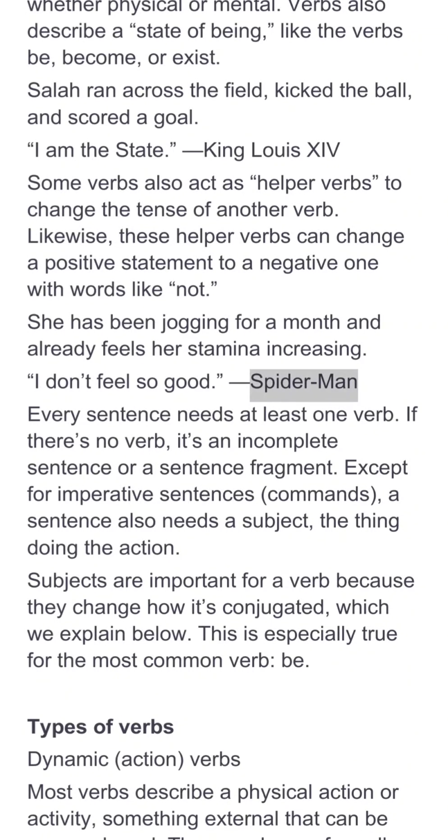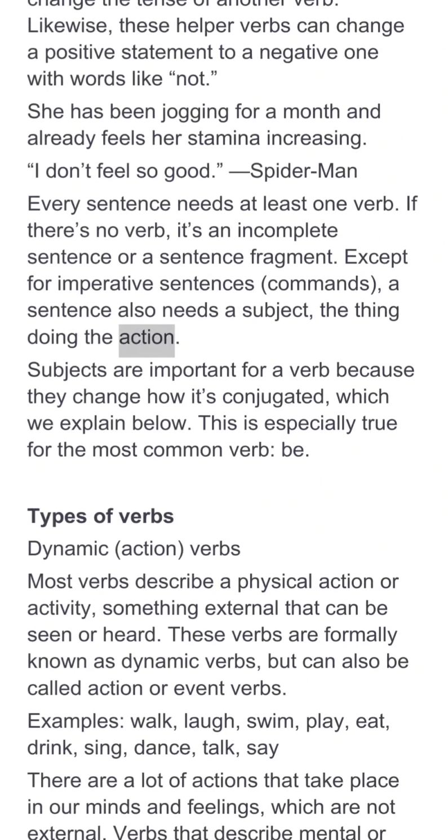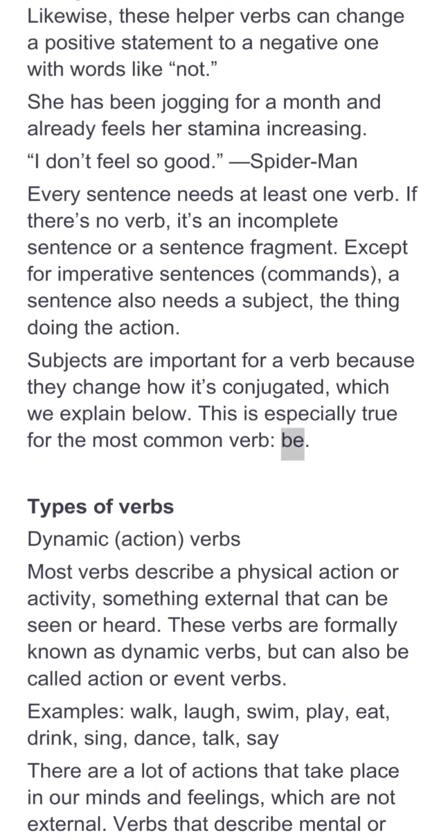Every sentence needs at least one verb. If there's no verb, it's an incomplete sentence or a sentence fragment. Except for imperative sentences, commands, a sentence also needs a subject, the thing doing the action. Subjects are important for a verb because they change how it's conjugated, which we explain below. This is especially true for the most common verb, be.